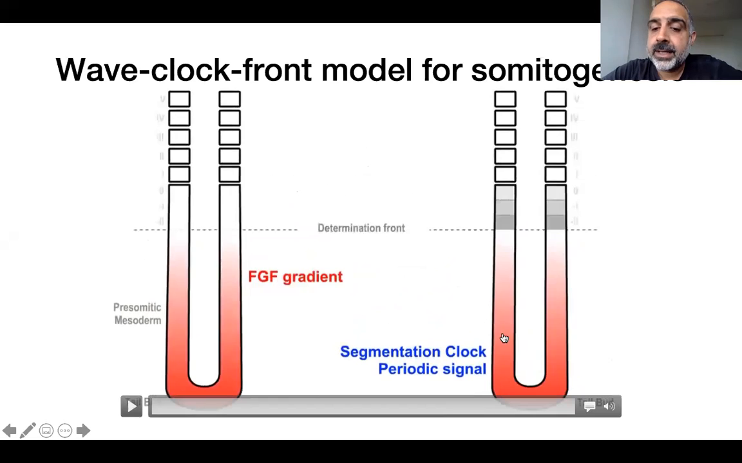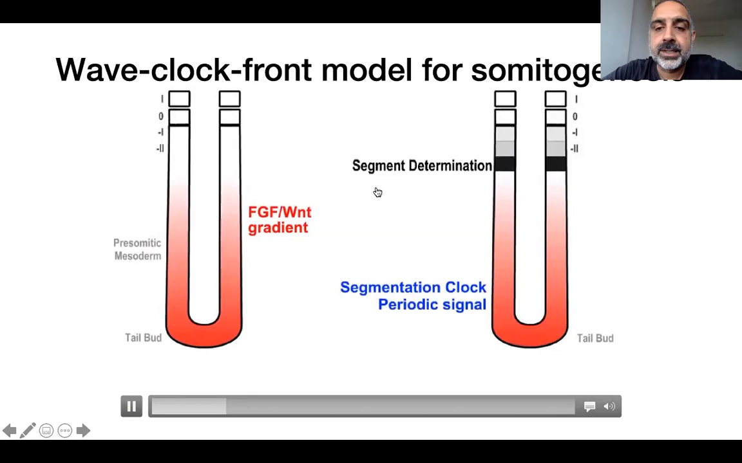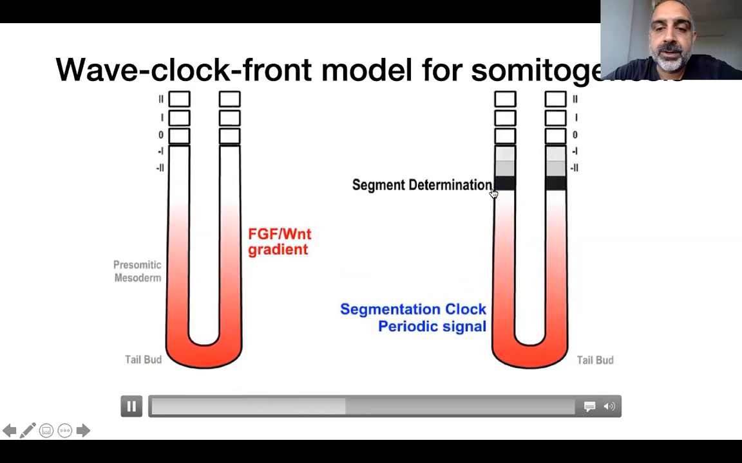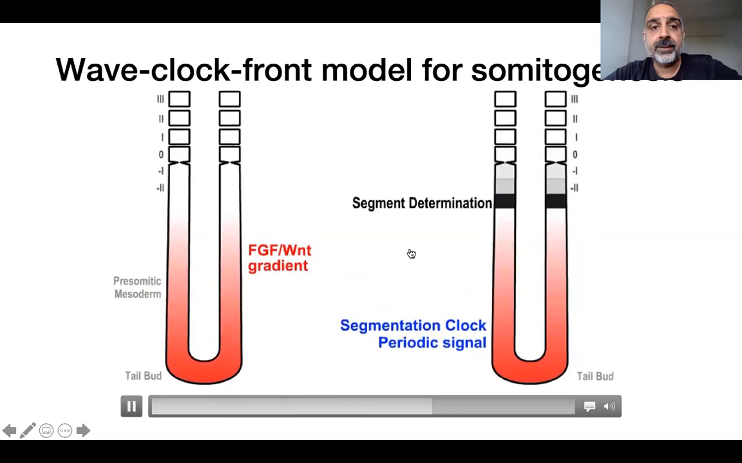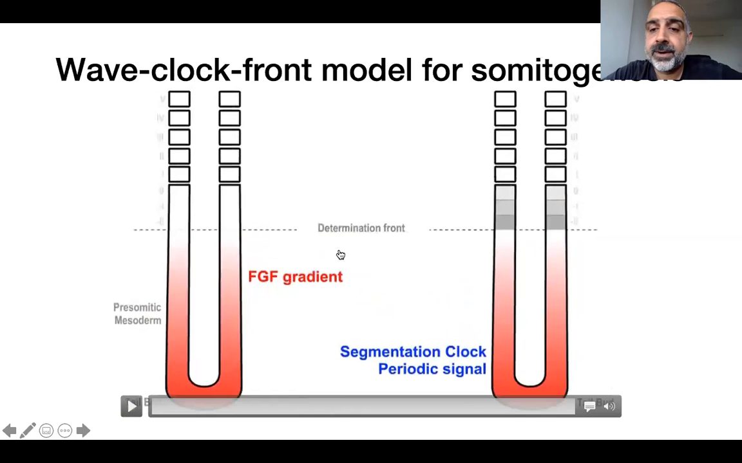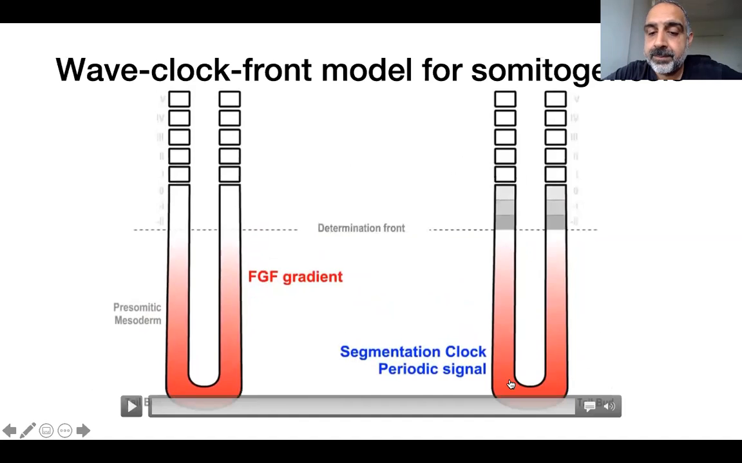And so as long as these oscillations are happening within the confines of this FGF and Wnt gradient, they don't do anything. But once the oscillations happen outside of the FGF gradient, you'll start seeing pinching off of somites, okay? And so this is called the wave clock front model for somitogenesis. It's a very beautiful and attractive model, but one question has always been how these oscillations in the future somites could take place.